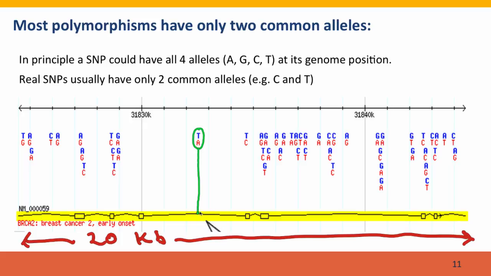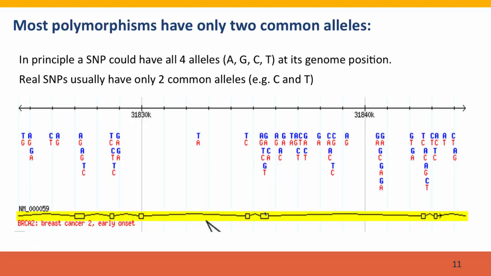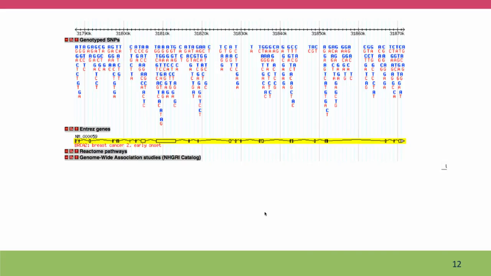So this particular SNP is in the middle of this intron. This SNP, this is another SNP, it's in this exon, and so are this SNP and this SNP and this SNP and this SNP, probably all in this exon. This SNP, again, is in an intron. These are in an exon. Now let's go back to our slightly bigger picture showing the full BRCA2 gene.